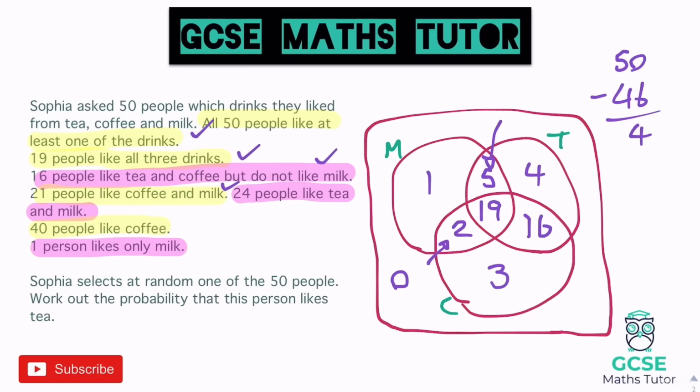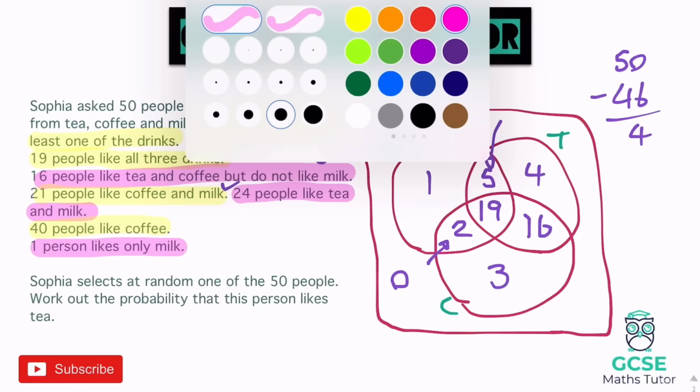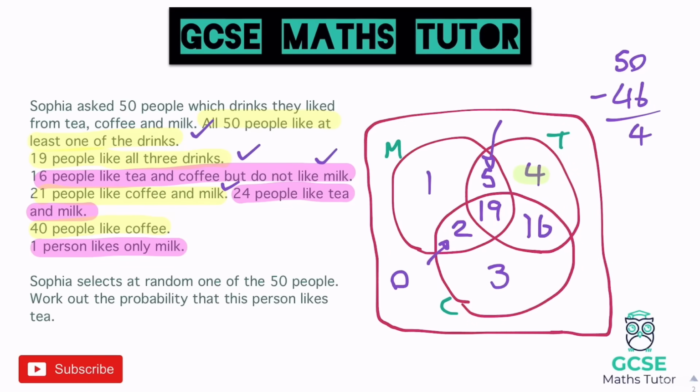Now it says Sophia selects at random one of the 50 people, work out the probability that this person likes tea. Well, that doesn't say just likes tea, it says the probability that they like tea. So we've got a few of the numbers here that we can actually consider. We've got the 4, the 5, the 19 and the 16.